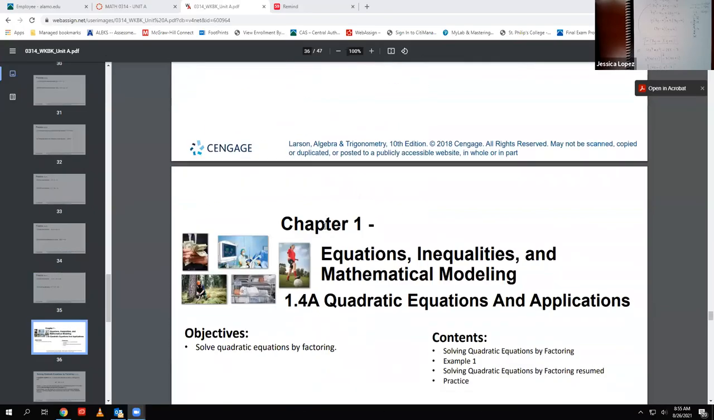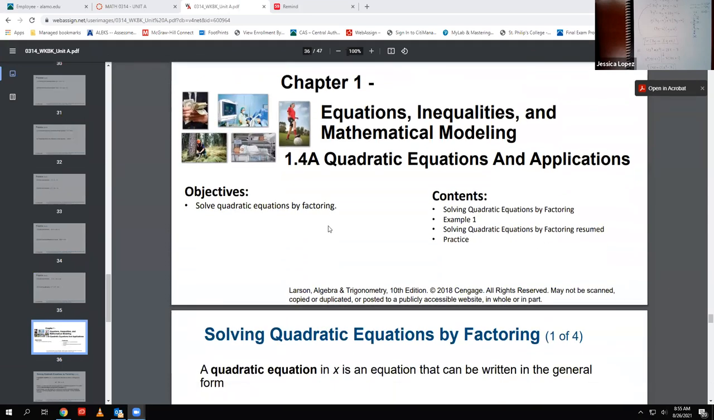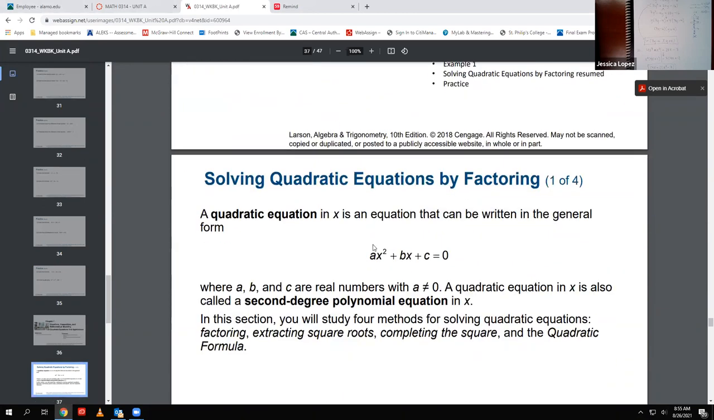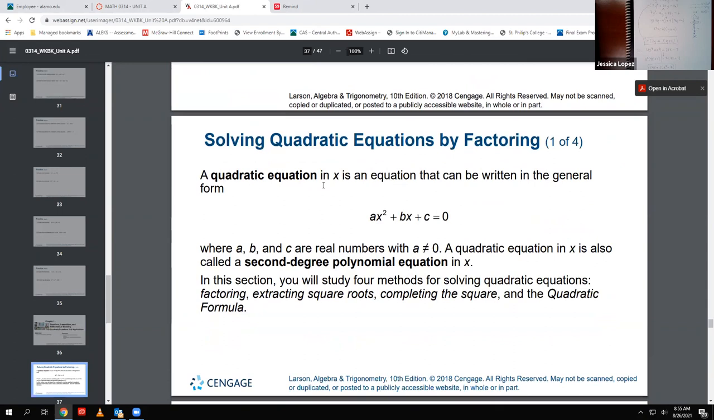And I'm going to continue in this unit with the 1.4 section. So remember, our objective is just to cover the quadratic equations by factoring. That's the only way we're going to solve equations in this section, okay? So a quadratic equation is always going to be of this form, where you have some certain number of x squareds, a certain number of x's, and a certain number of constants, okay? However, it can still be a quadratic equation even if you don't have these two terms. The only thing that makes it quadratic is this x squared, okay?